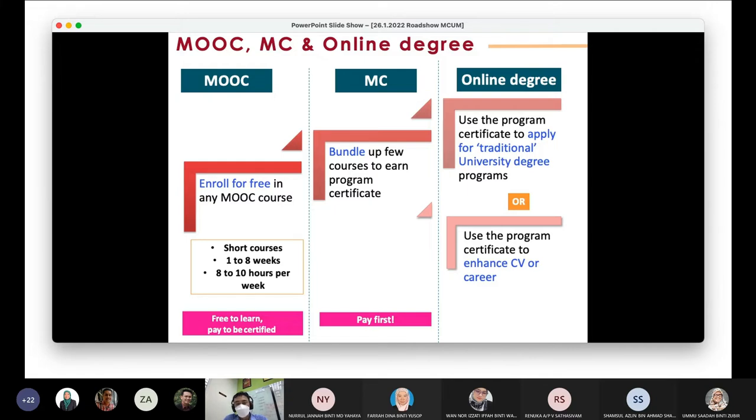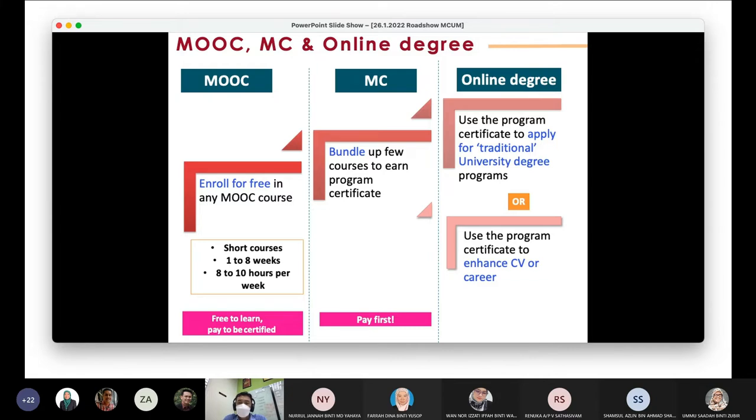What we should aspire to, but are still working on, is an online degree. From a collection of microcredential courses that we offer as a program, you can use the program certificate towards a traditional university degree. If you're working towards, for example, a master's in educational technology, it can be a compilation of several MC courses that you take. Or you can use the program certificate from the MC, even from MOOC sometimes, to enhance your professional CV, or for learners to enhance their career.